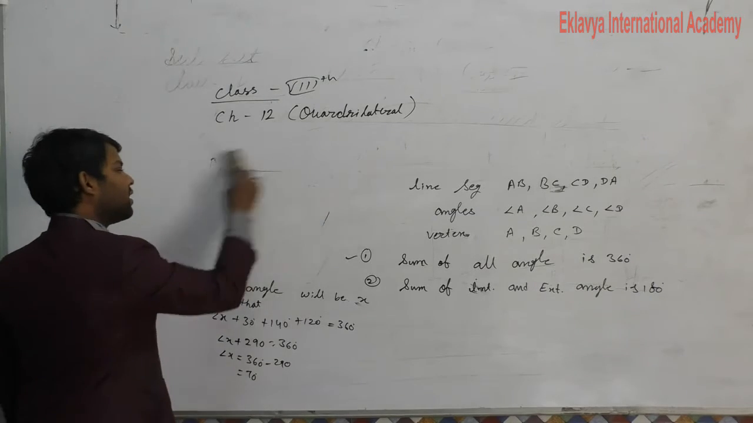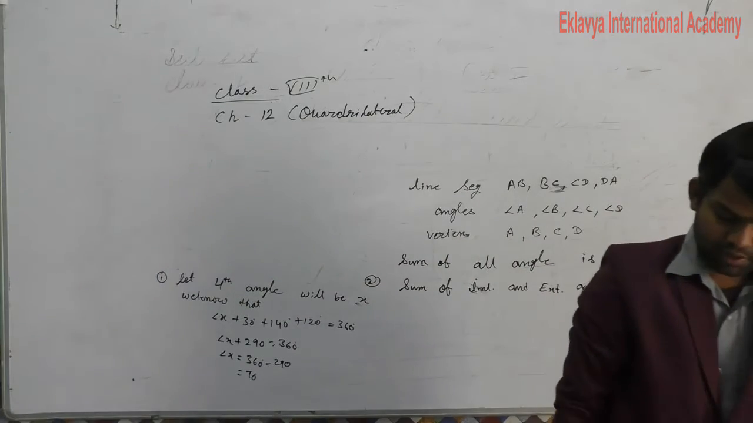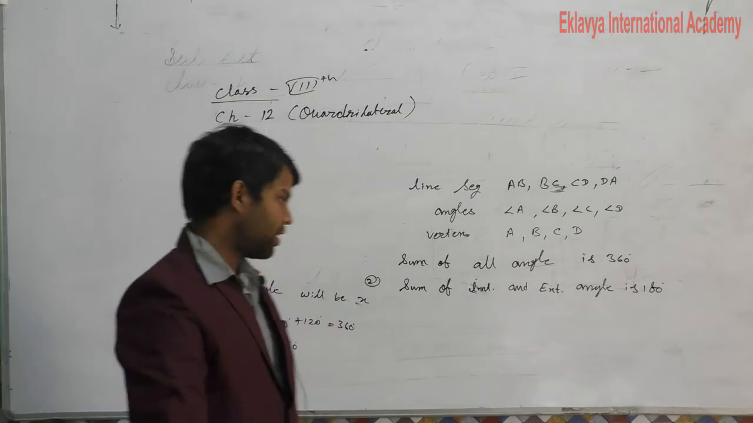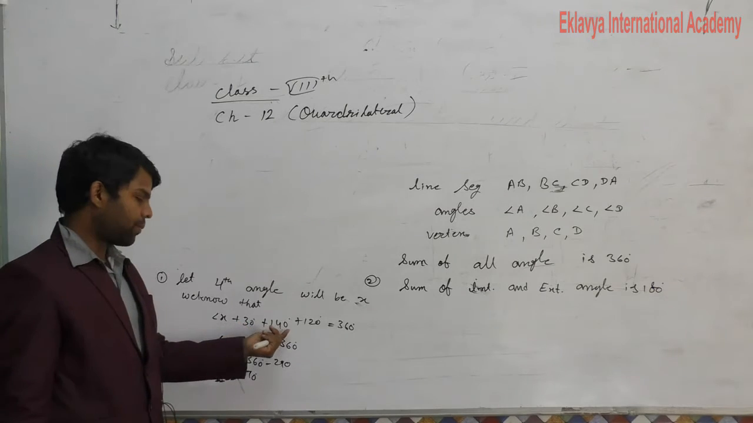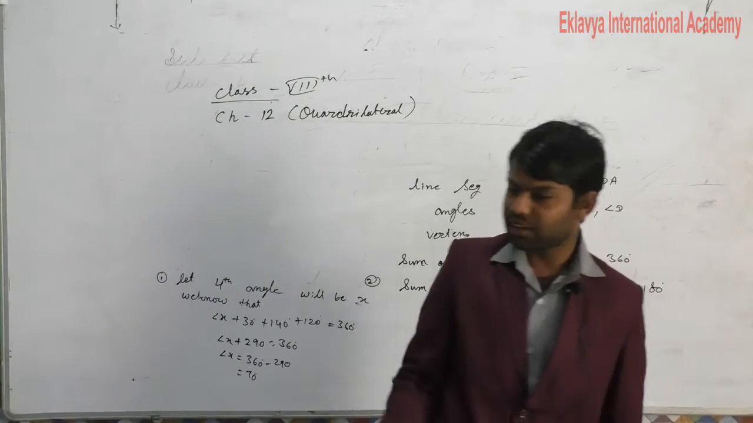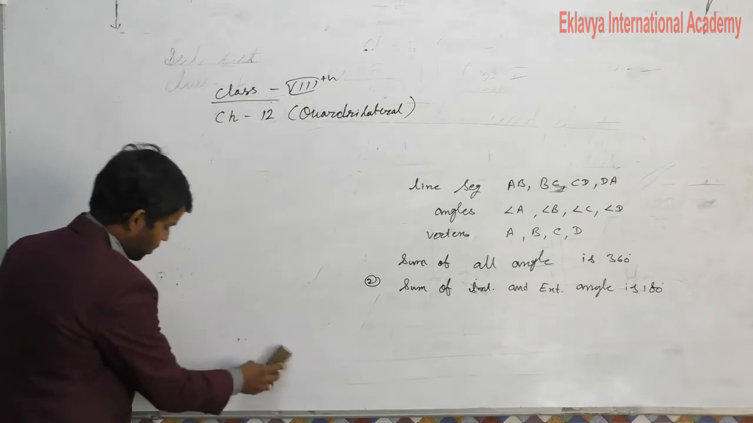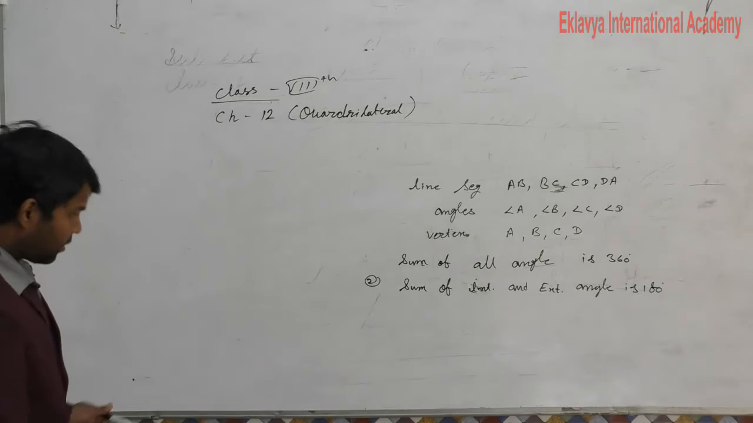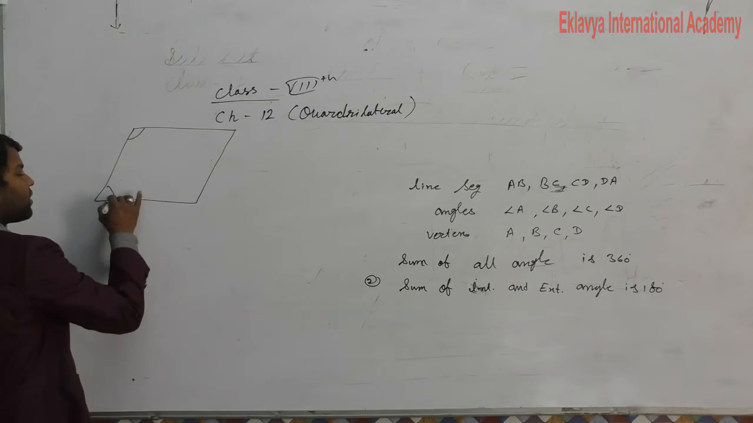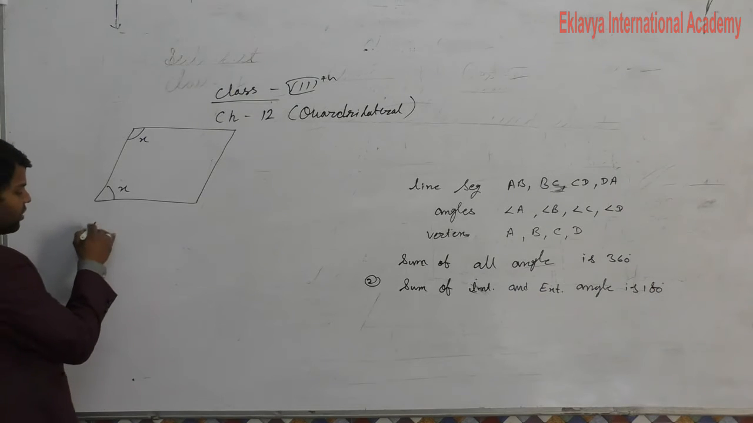The first question is: find the fourth angle if three angles are 65, 55 and 130. So here we put 65, 55 and 130, then find the fourth angle. If two angles are given and two are different angles, like in this quadrilateral it is given that two angles are equal, then if we assume it is x, then this is also x.